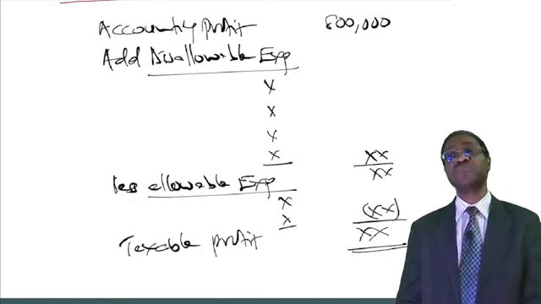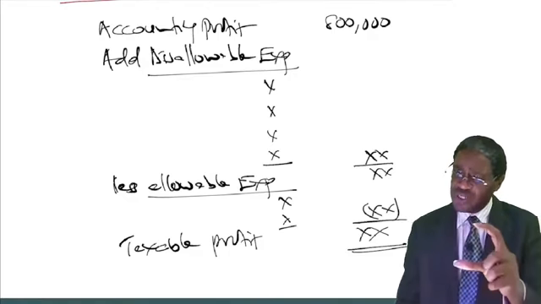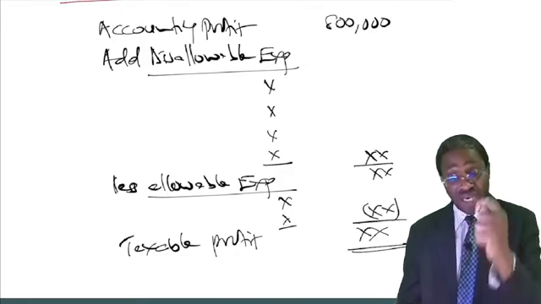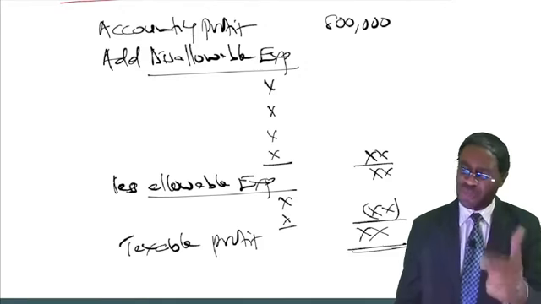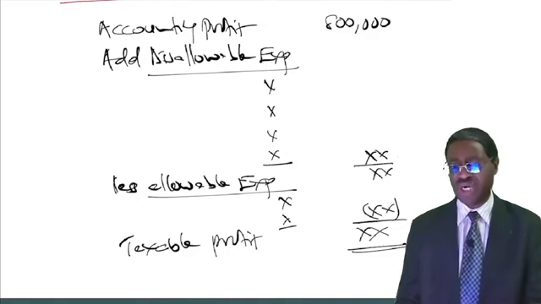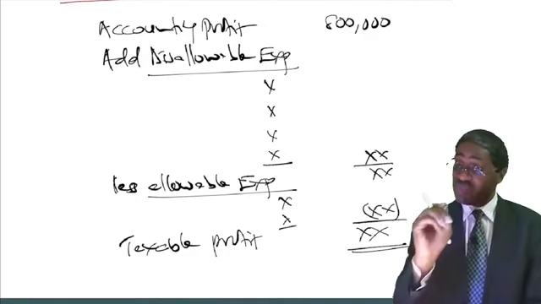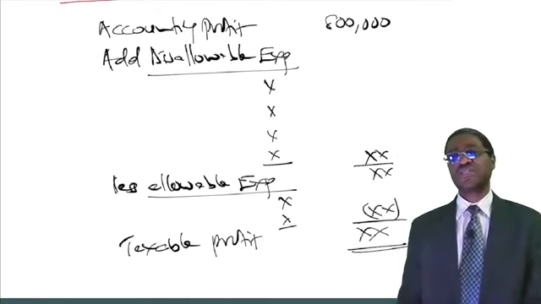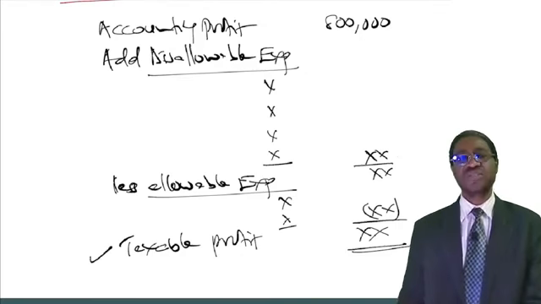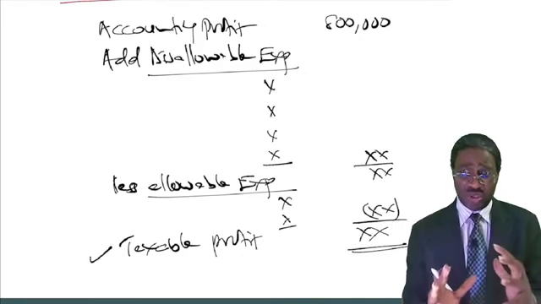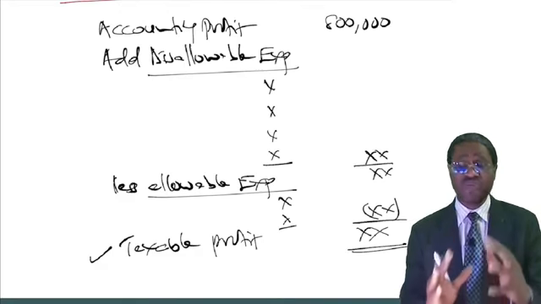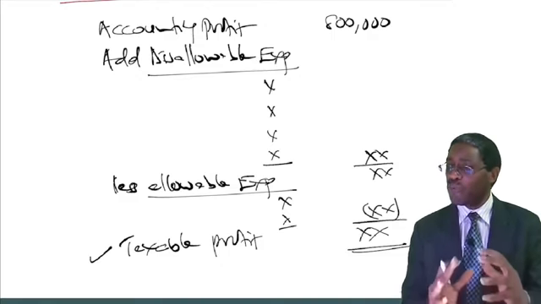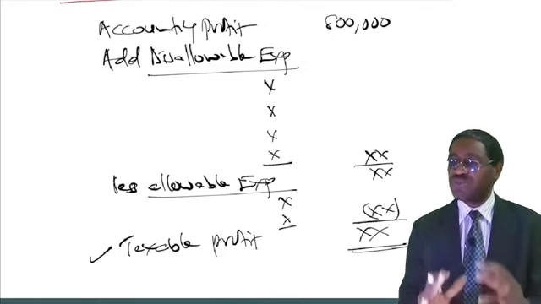Let me explain one of them. Disallowable expenses are those expenses that you as a businessman have charged in your income statement, but for tax purposes, they should not be recognized as expenses. So the taxman says you should not recognize it as an expense. Don't forget, we are computing the taxable profit from the taxman's point of view, not from the businessman's point of view.